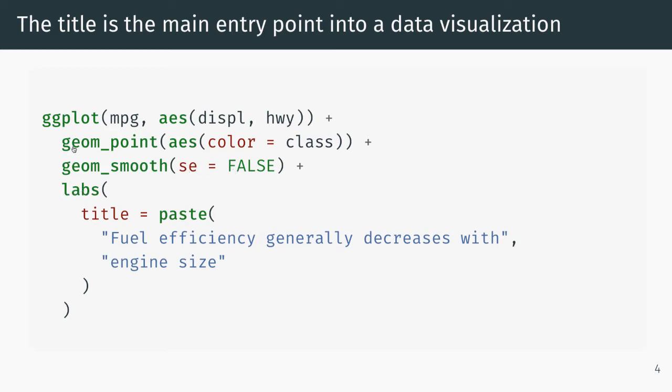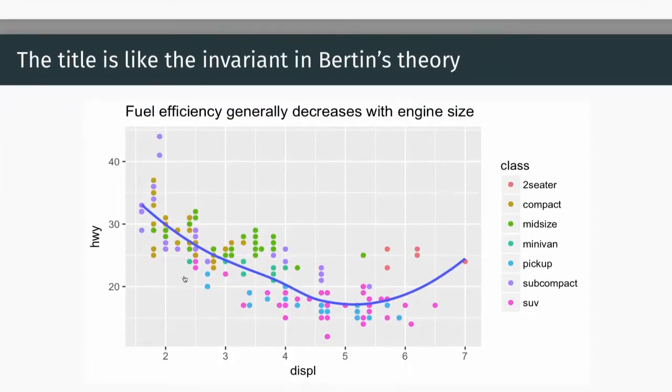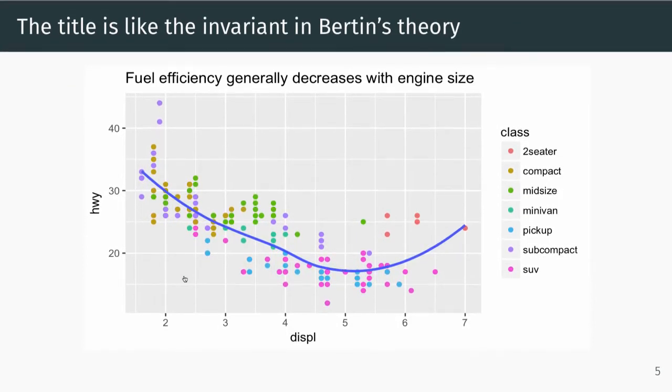And what we're adding here, so we've been doing this, what we're adding here now is the labels. And the label that we're adding is title, and we're using the paste function to do that. The paste function takes strings as input and separates them by default with a space. So this will lead to the string fuel efficiency generally decreases with, and then a space, and then the next string, which is engine size. So here's the result that we get. And the title is like the invariant in Bertin's theory, if you think back to that. This is what's going on in the graphic.